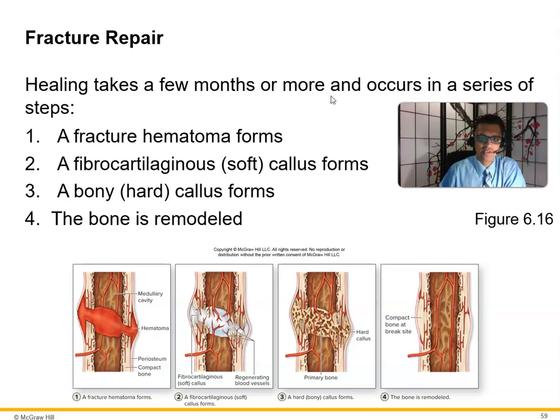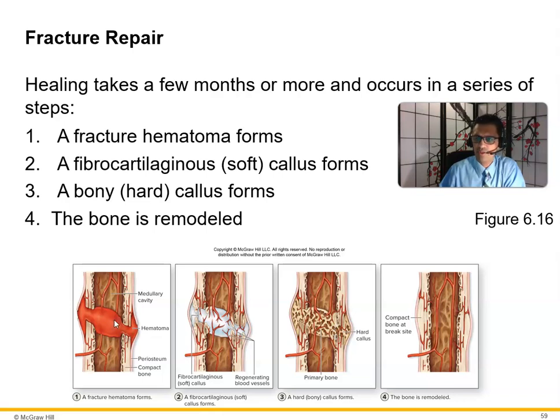Healing takes a few months or more and occurs in a series of steps. Fracture hematoma forms. So let's say you break your bone. Well, you're going to get a hematoma, right? Blood. Then you're going to get a soft callus. And after that soft callus, you're going to get a hard callus.